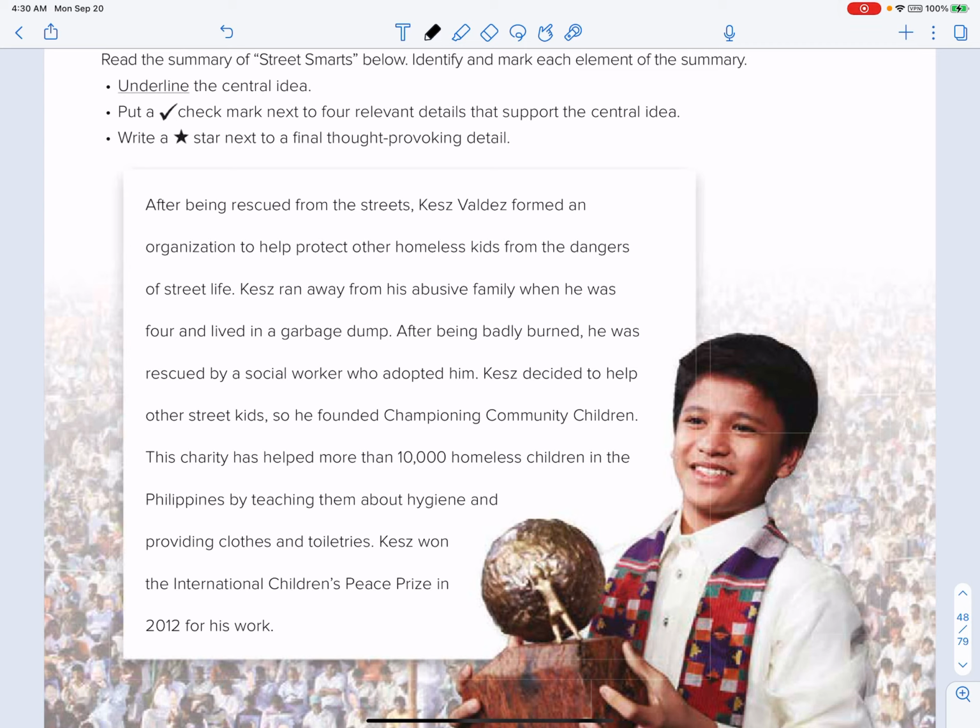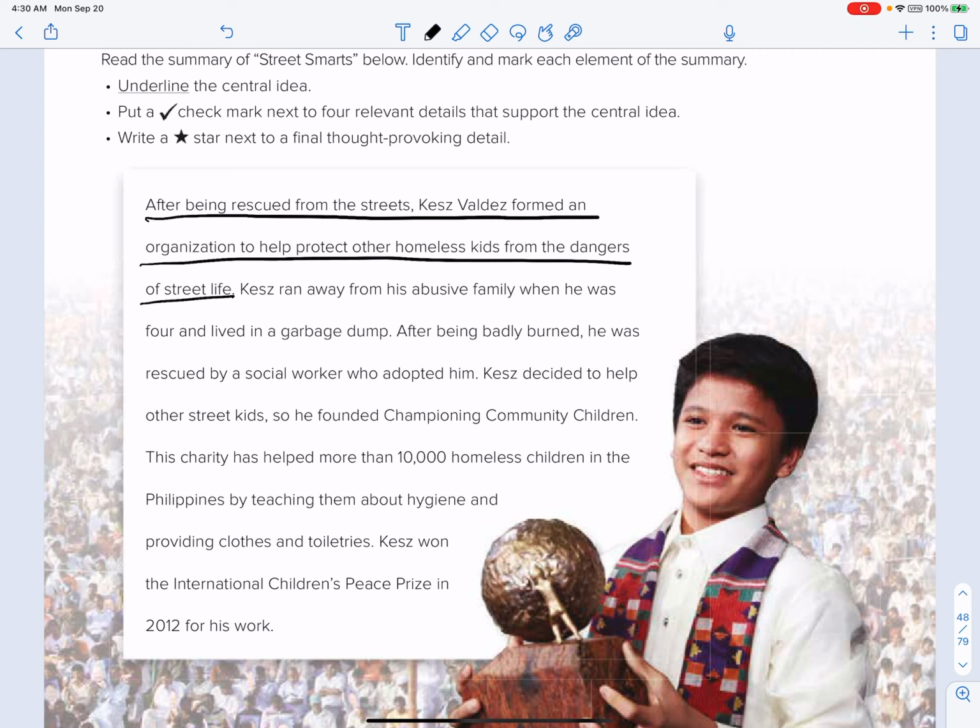So what is the central idea? What are we talking about? Okay, that's going to be right at the beginning, where it says, after being rescued from the streets, Kez Valdez formed an organization to help protect other homeless kids from the dangers of street life. So we want to underline this.